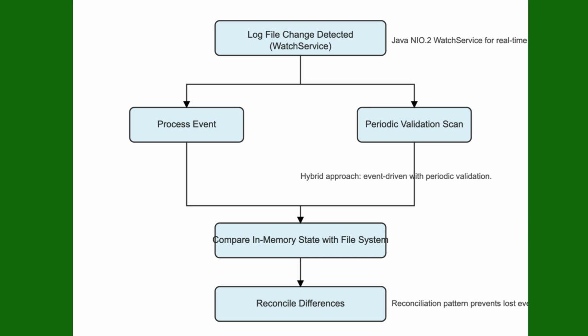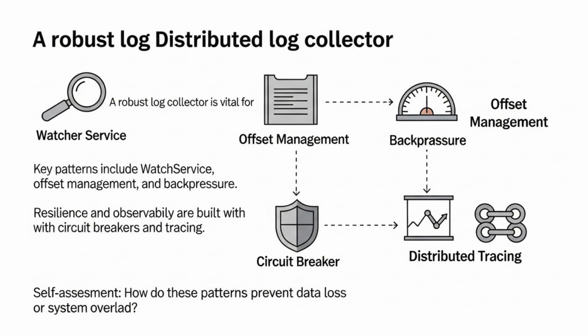Once logs are detected, ensuring they are processed exactly once is paramount. Distributed systems face the challenge of duplicate events or lost data due to restarts or network issues. Our log collector tackles this with distributed offset management. We use Redis as a coordination layer to store and track the last processed position for each log file. This way, if our service restarts, it knows exactly where to resume, preventing both duplicates and data loss. This pattern carefully balances consistency with availability, prioritizing performance while ensuring recovery from any failure point.